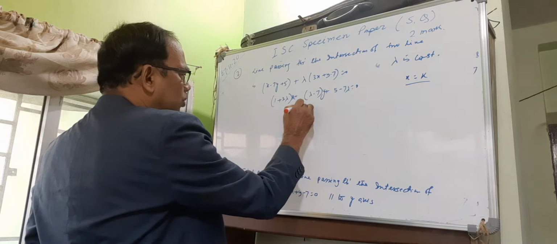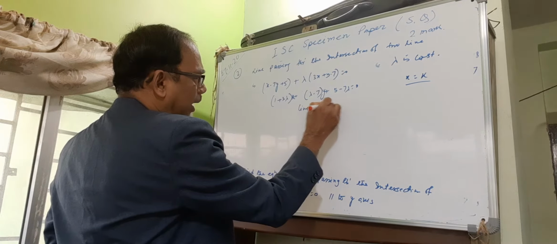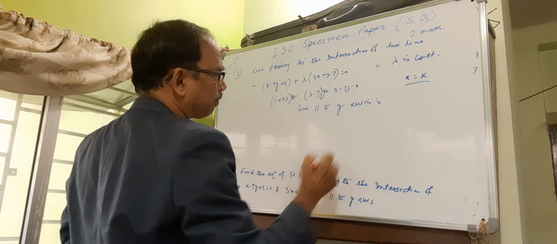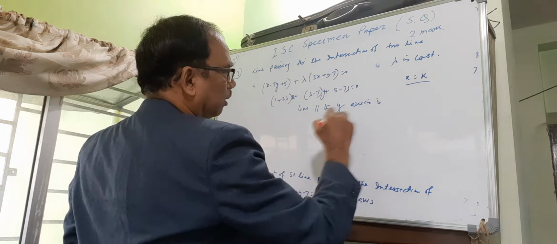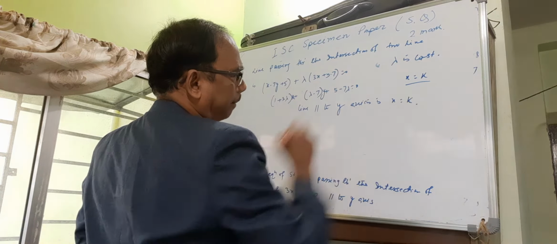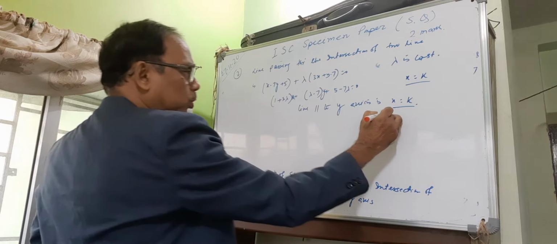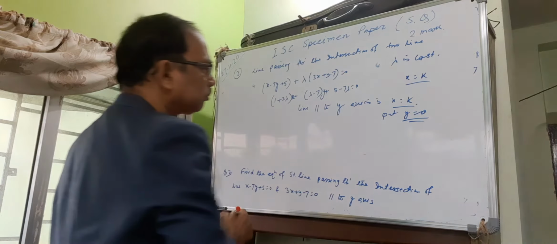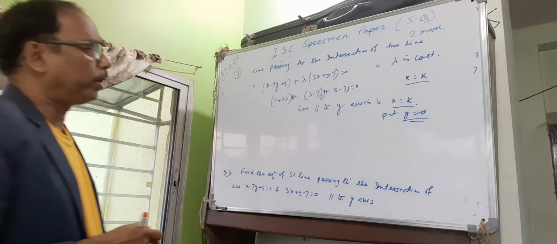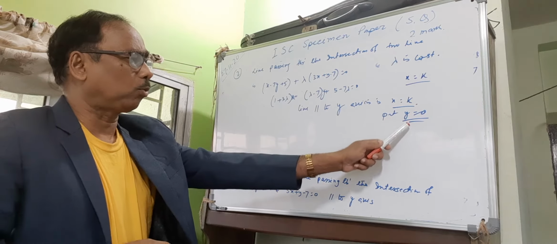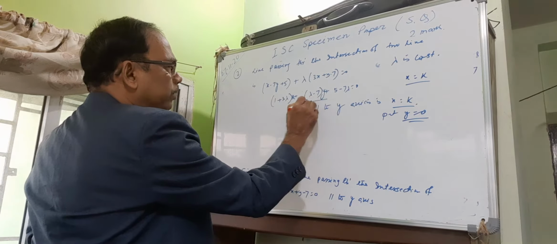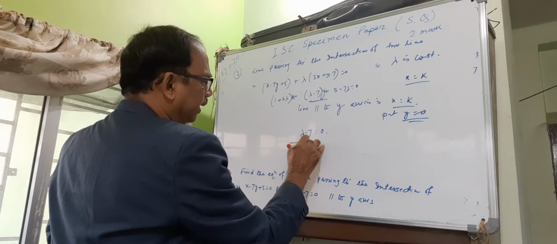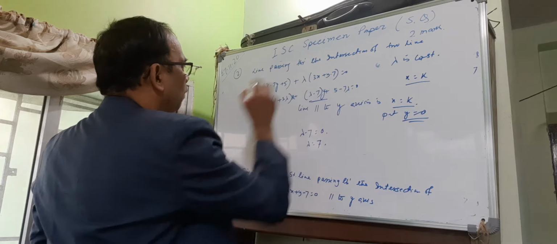So the line parallel to the y axis is x equals k, then y coordinate is 0. Put y equals 0. A line parallel to y axis is x equals k. Y coordinate 0. Now this should be 0, that is lambda minus 7 equals 0. Then lambda equals 7. Put the value of lambda here.